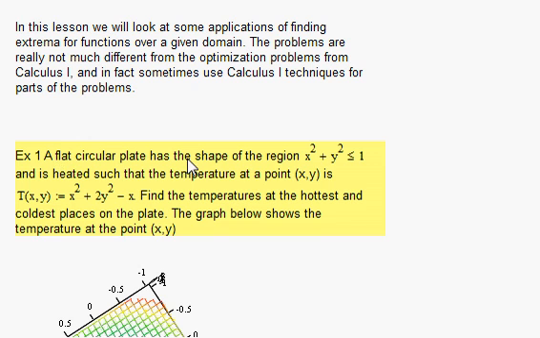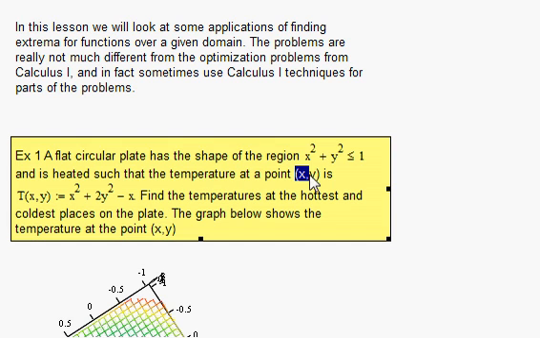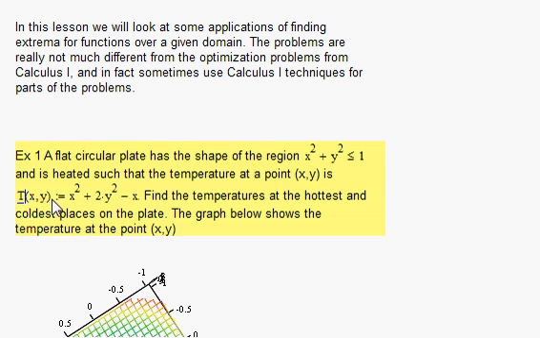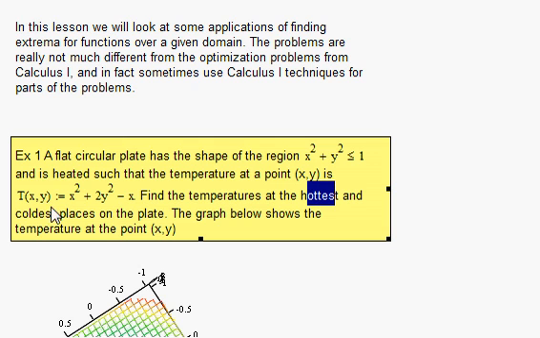A flat circular plate has the shape of a circle of radius 1, center at the origin, so x squared plus y squared is less than or equal to 1. And it's heated such that the temperature at a point (x, y), T(x, y), is defined as x squared plus 2y squared minus x. So find the temperatures at the hottest and the coldest places on the plate.